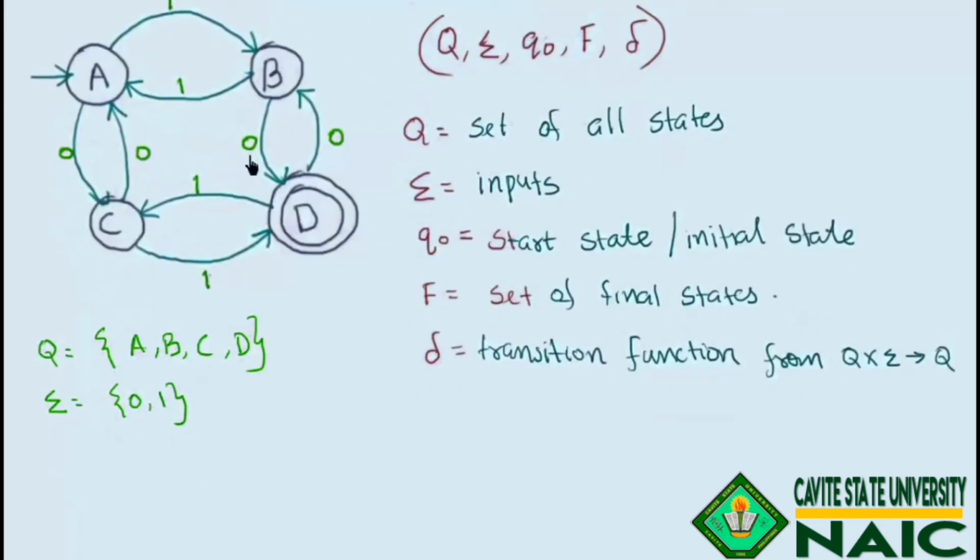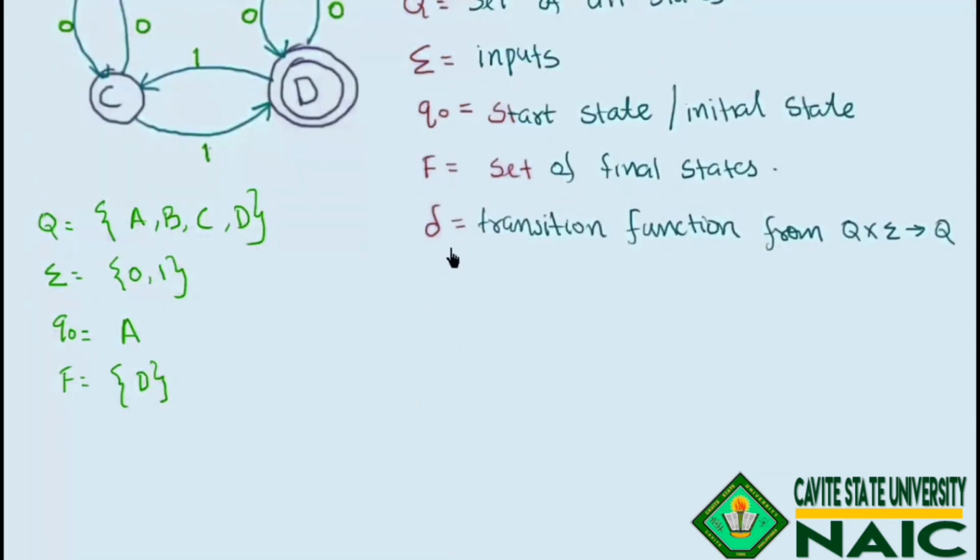And the next one is Q naught. Q naught is the start state or initial state. I already told you, whenever you see an arrow pointing to a state, that is the start state, so the start state here is A. The next one is F. F is the set of final states. What is the final state here? D. We have only one final state. Whenever you see a double circle, it represents a final state. I should put it in curly brackets because it could be more than one, but in this example, it's only one. So the set of final states is D.